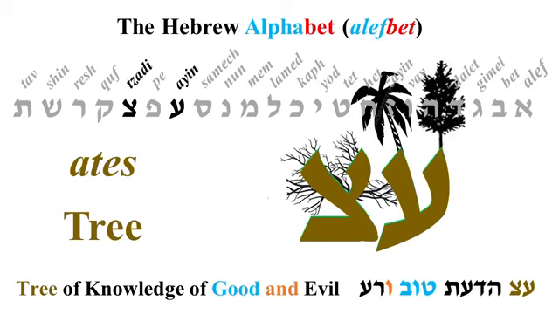You can read it there. Eitz, tree. Hadat. Ha is the. Dalet, ayin. We've talked about this before. Da is knowledge. Right? So it's the tree of knowledge. Tov is good. Vara. Va is and. Ra. Resh ayin. There's an ayin again. Ra is evil. Remember, it was in Pharaoh's name. We showed that in other videos.